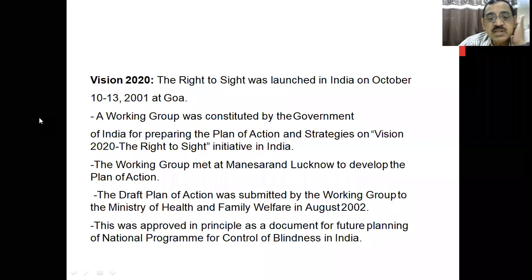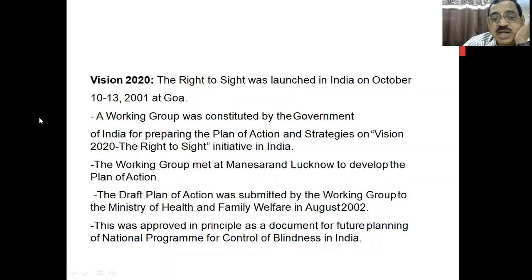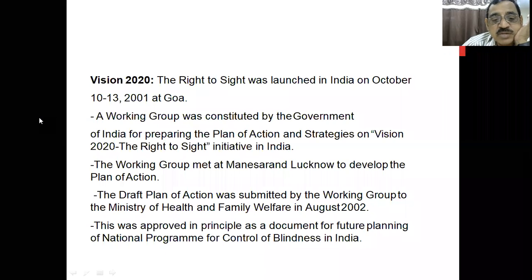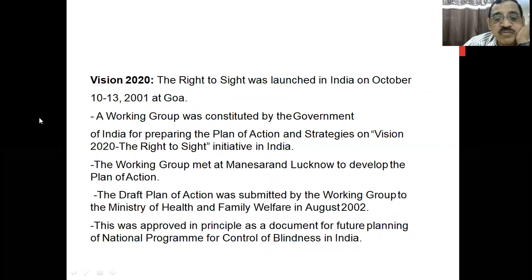Vision 2020, the Right to Sight, was launched in India on October 10 to 13, 2001 at Goa. A working group was constituted by the Government of India for preparing the plan of action and strategies on the Vision 2020, the Right to Sight initiative in India. The working group met at Manesar and Lucknow to develop the plan of action.